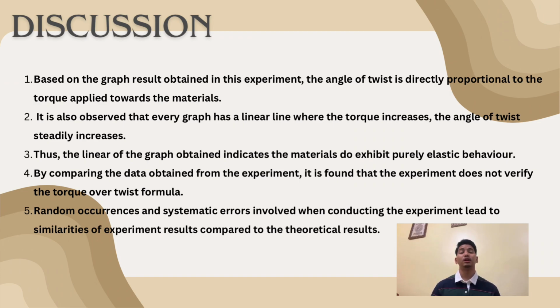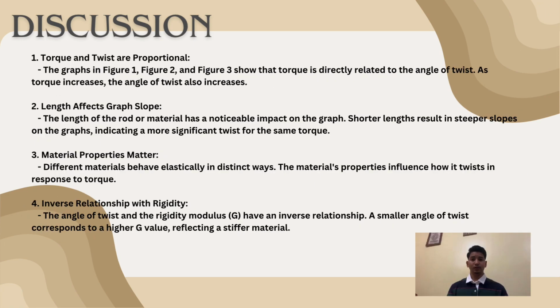Thus, the linearity of the graph obtained indicates the materials exhibit purely elastic behavior. By comparing the data obtained from the experiment, it is found that the experiment does not verify the torque over twist formula. Random occurrences and systematic errors involved when conducting an experiment can lead to differences between the experiment result and the theoretical results. From the three graphs plotted as shown in Figure 1, Figure 2, and Figure 3, the torque is directly proportional to the angle of twist, and the angle of twist increases along with the torque.